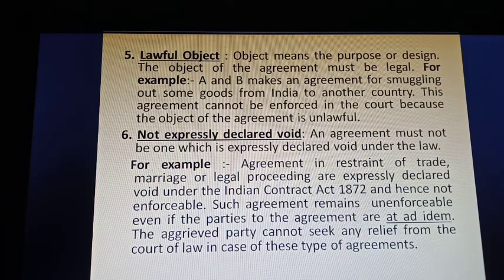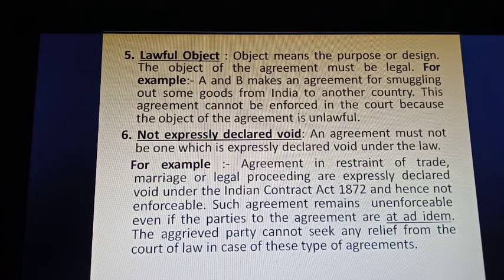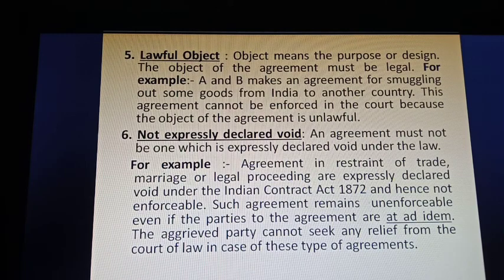And this is also very important that the agreement should not be declared expressly void. If it is declared expressly void, then that agreement will remain unenforceable even though parties to the agreement agree on the same thing in the same sense, and both the parties of such type of agreement cannot sue each other because law itself declared this type of agreement void.